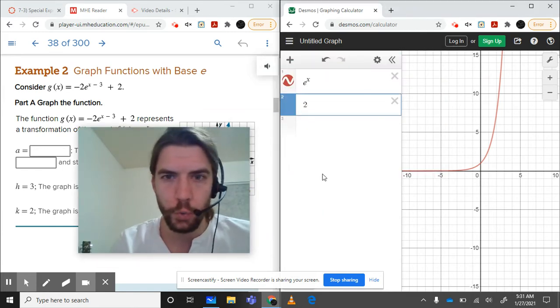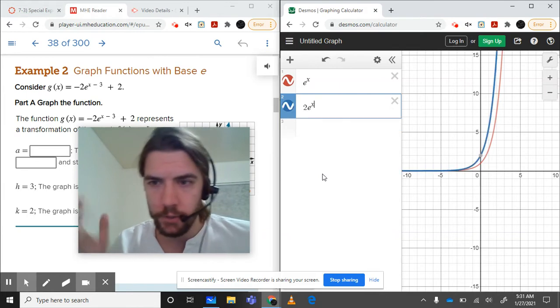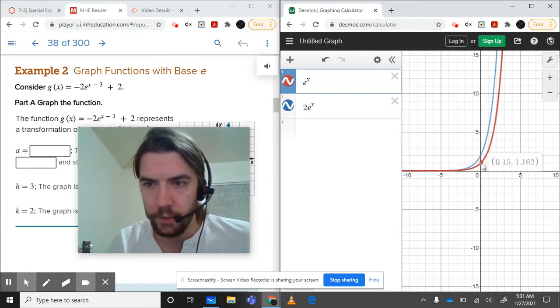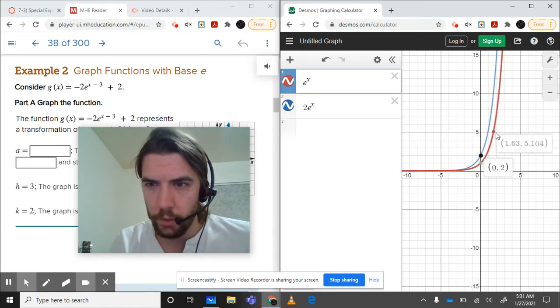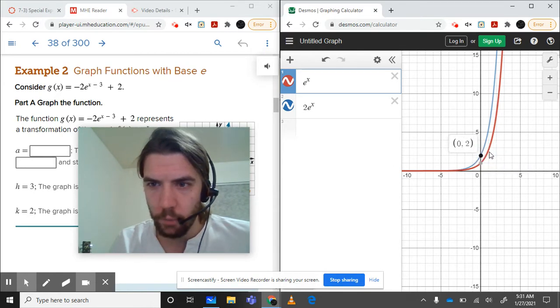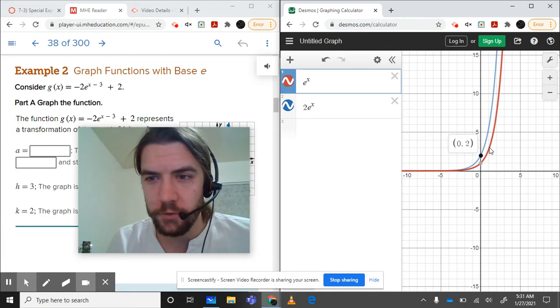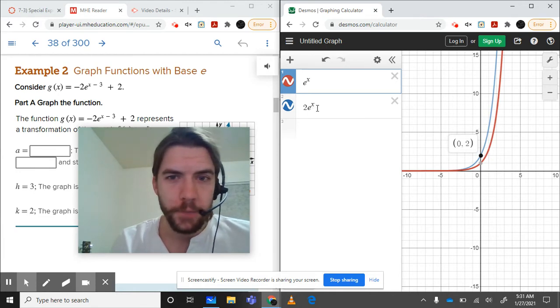If I did 2e to the x, then that would just double everything. So rather than getting 1 here, I get 2. All of our values double. All of our y values double.